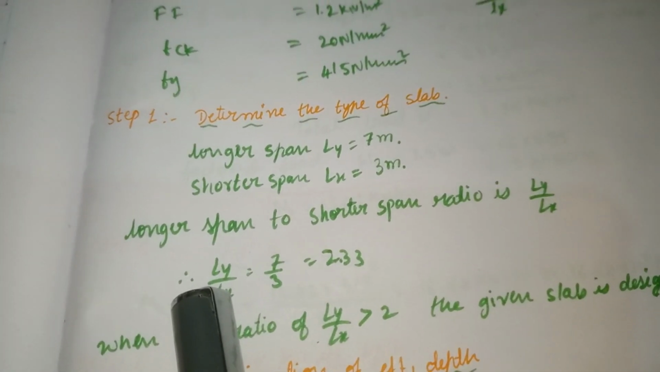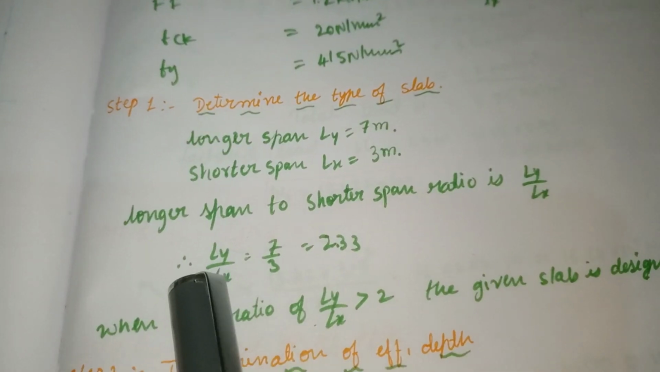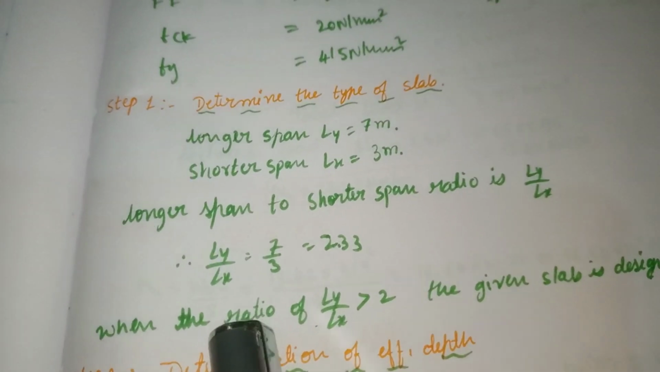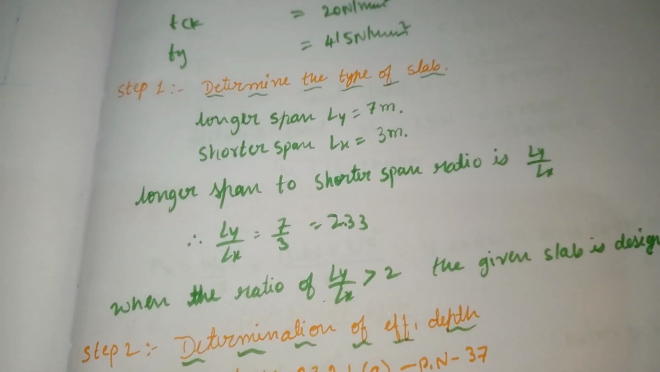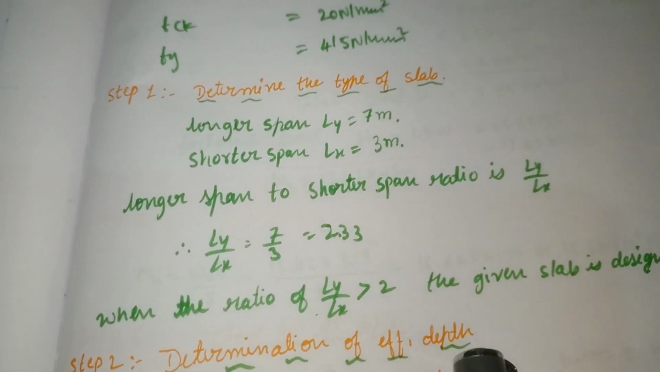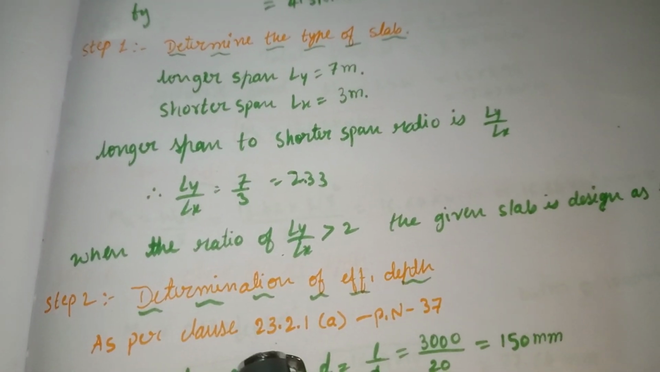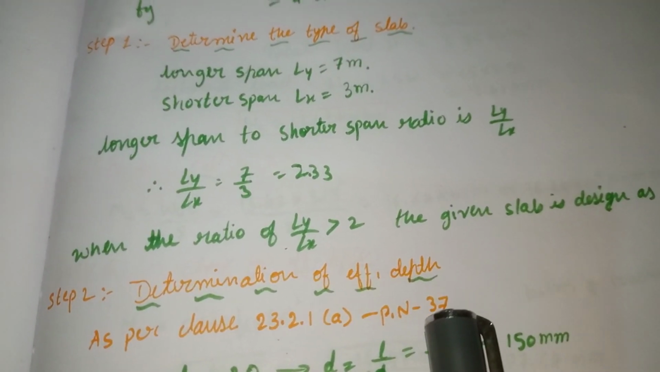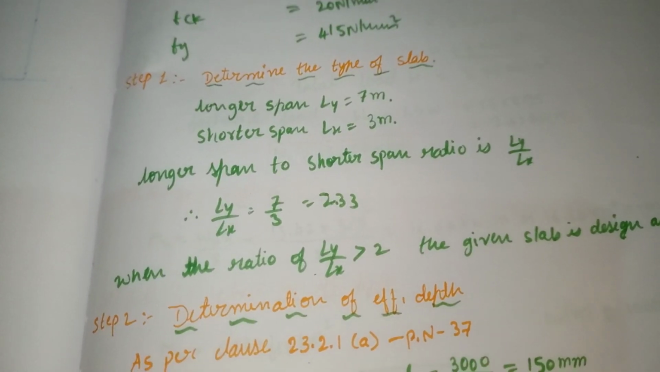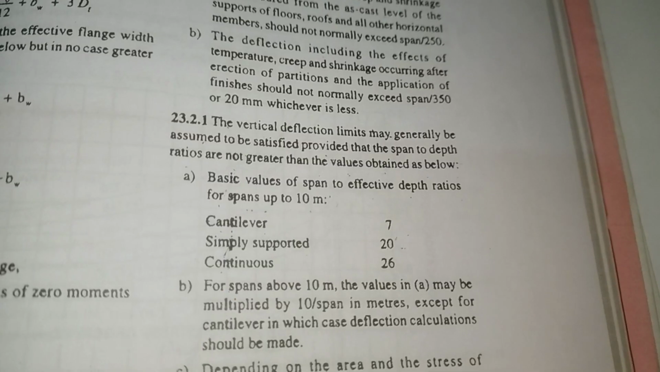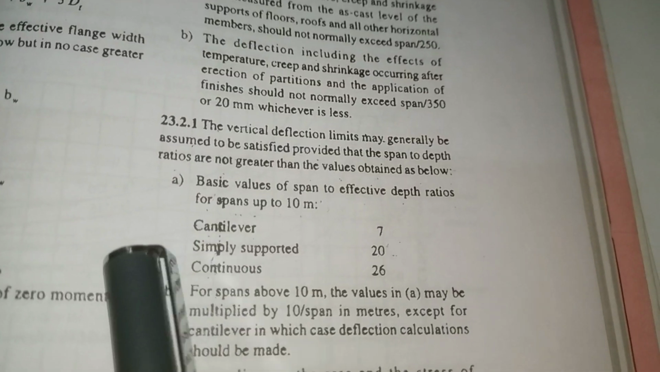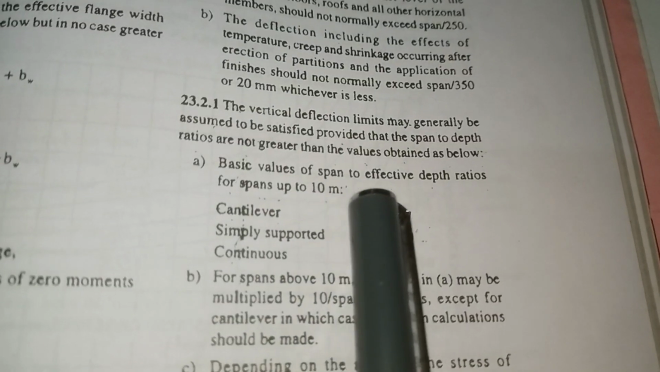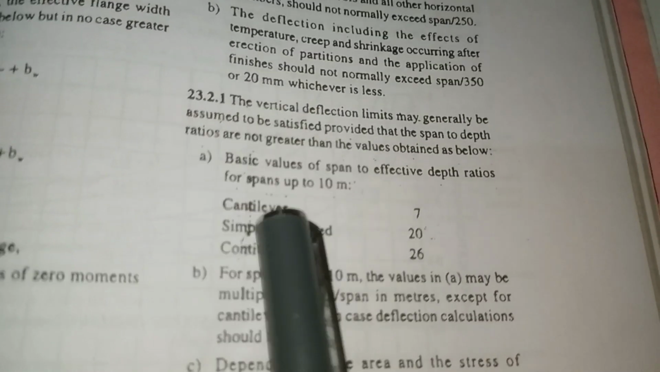So this is how we determine whether the given slab is one-way or two-way, by calculating the Ly by Lx ratio. Next we'll move on. Step 2 is the determination of the effective depth. As per clause 23.2.1a, page number 37, we'll see what it says. We'll move on to page number 37 of IS 456-2000. So this is page number 37 of IS 456. Clause number 23.2.1: the basic values of span to effective depth ratio for spans up to 10 meter.